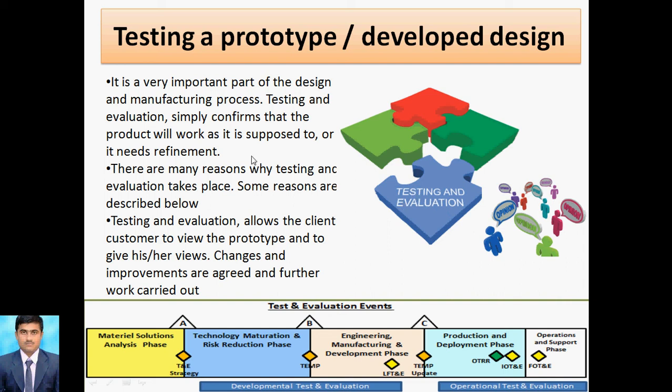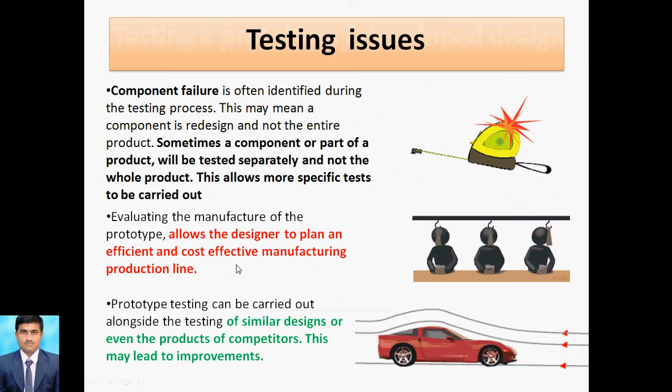After that we can take the opinion from all the stakeholders, and after the solution we can improve the material, or improve the technology, or improve the deployment phase of engineering and manufacturing, and then we can deploy the production. So this is the method for testing the prototype. That will help to improve the product efficiency.